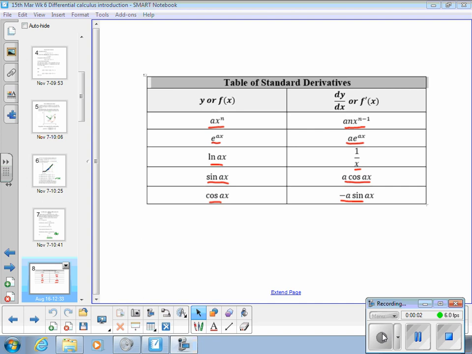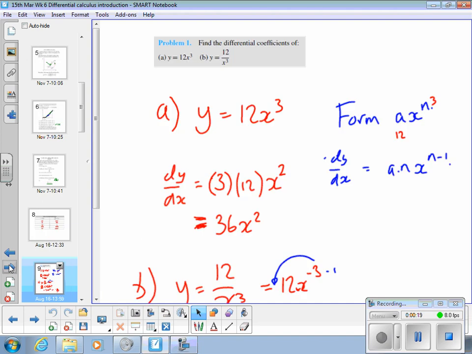Concentration, please. Last week we started on differential calculus, and we were using the table of standard derivatives to differentiate a range of different functions. I was just going to run through some examples.